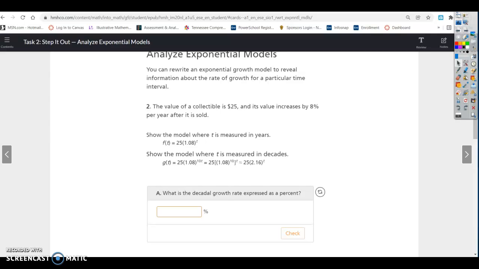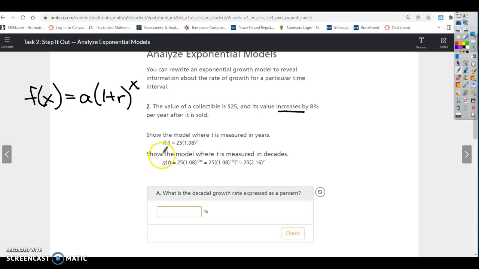The value of a collectible is $25 and its value increases by 8% per year after it is sold. Show the model where t is measured in years. F of t equals 25 times 1.08^t. Remember our equation is f of x equals a times 1 plus, if it's growth, it's increasing, so it's 1 plus your interest rate to the x power, or in this case, they're using t for time.